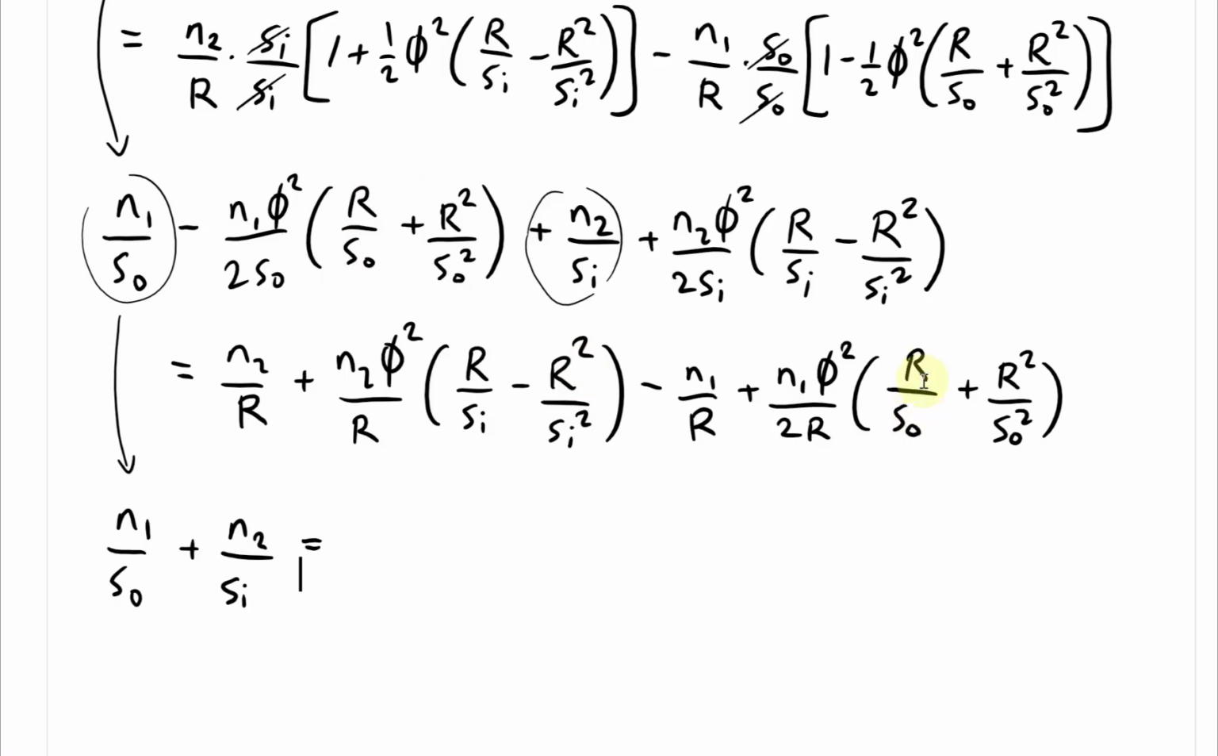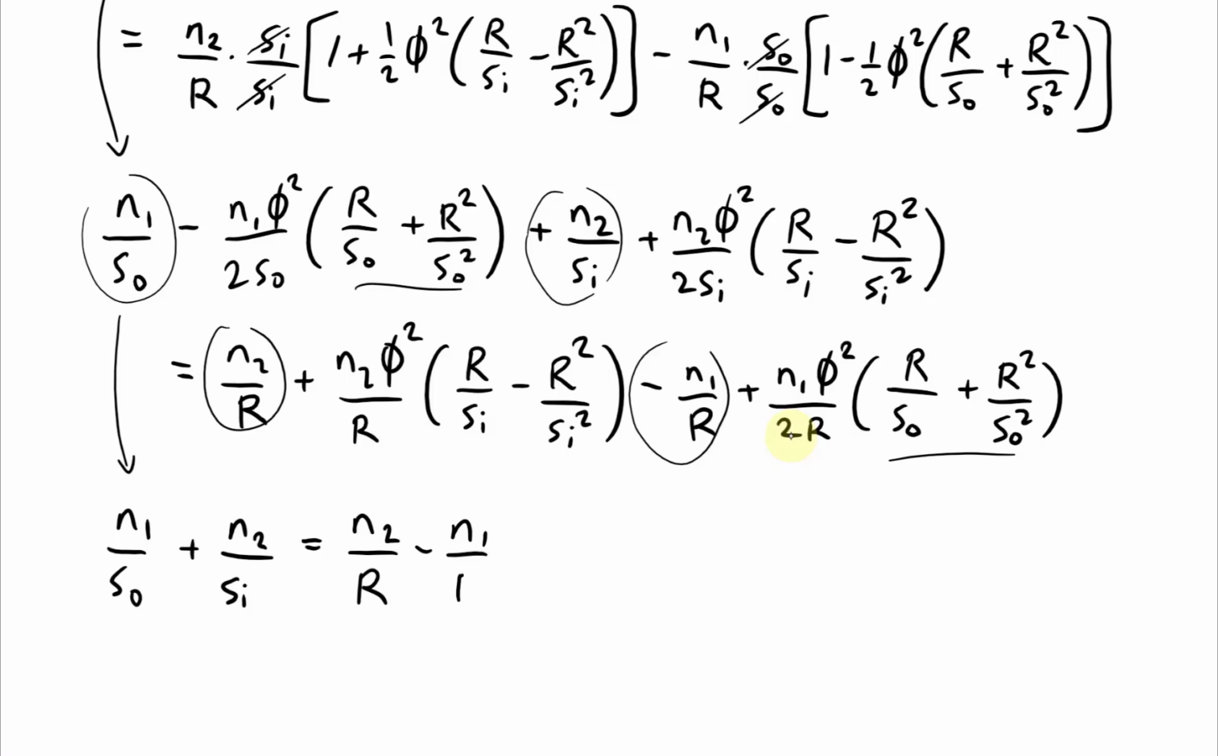So this, remember, this one's a like term as this one. So it's just going to be subtracted here. We're going to add on both sides. We're going to add this over to here, and over to this one. But before that, this and this are similar, so keep those together. This is going to be n2 over r minus n1 over r, like that.